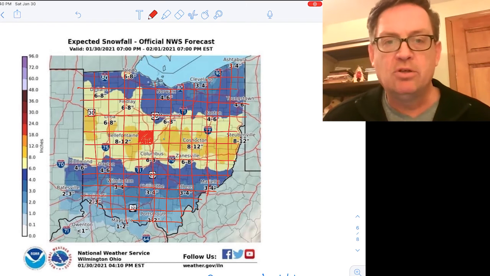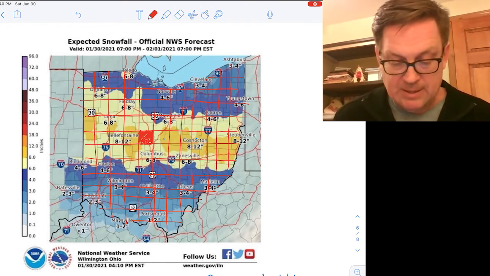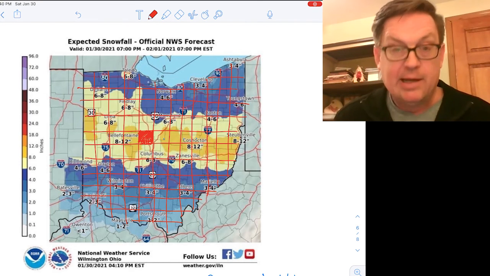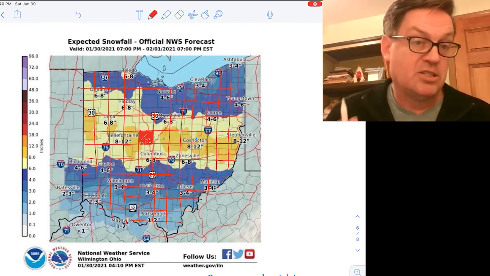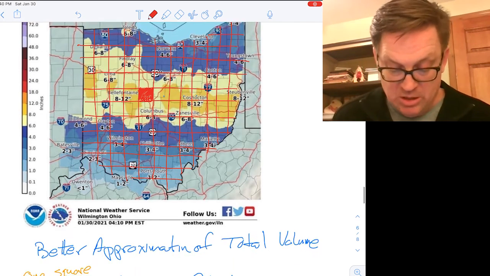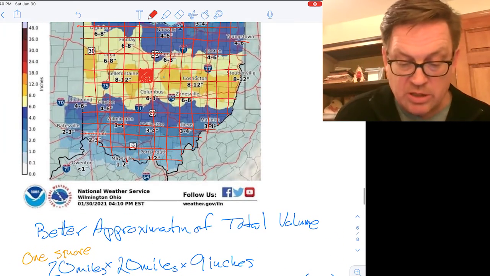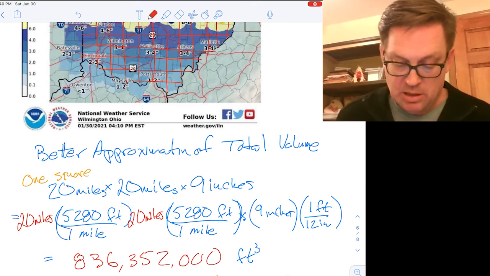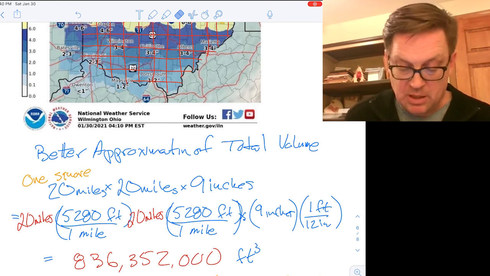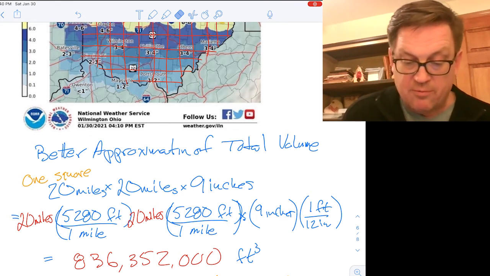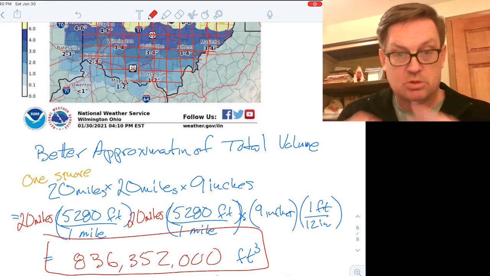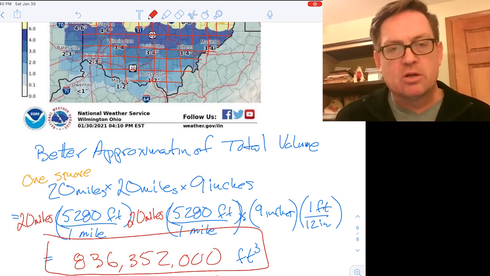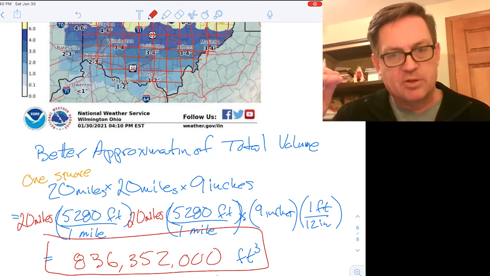So in calculus, what they have you do is divide it up into little pieces. So let's divide up Ohio into 20 mile by 20 mile squares, and then you can approximate the depth in each of those squares separately. So let's suppose we have just this one square that's close to Marion, and it's 20 miles by 20 miles, and let's say there it was 9 inches deep. I could calculate, like I did before, the volume of snow in that 20 by 20 square mile block. Then I could do that for all of the other regions at their different depths.